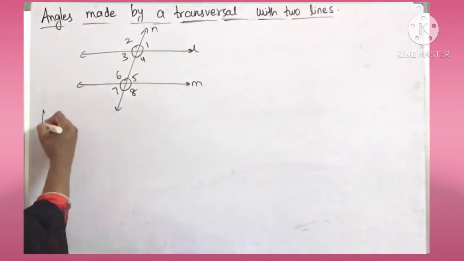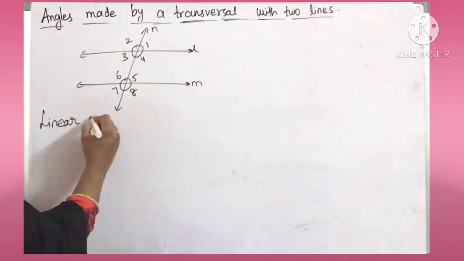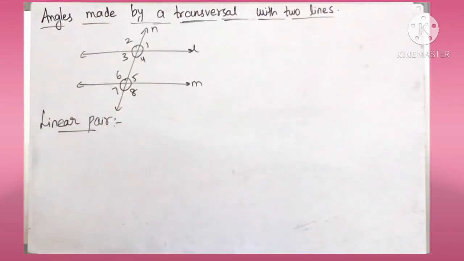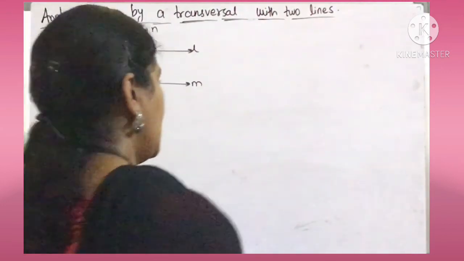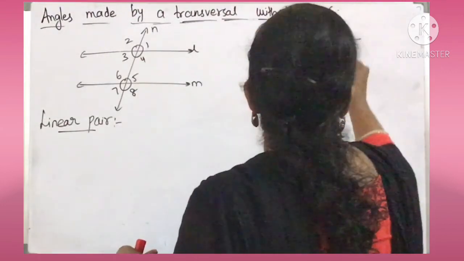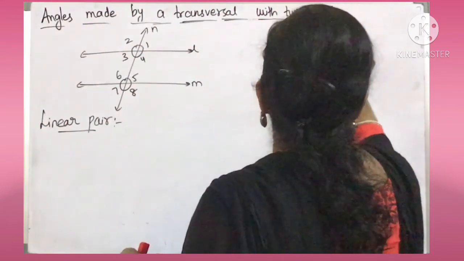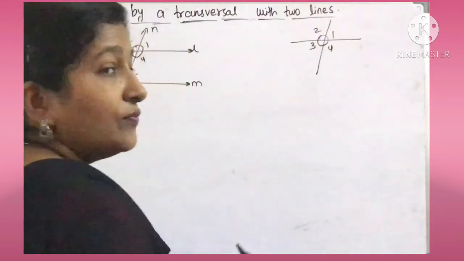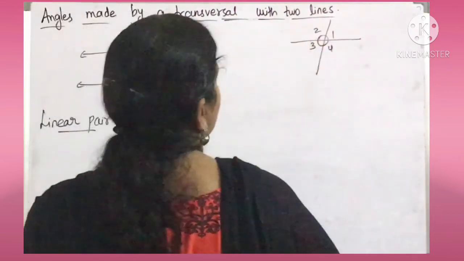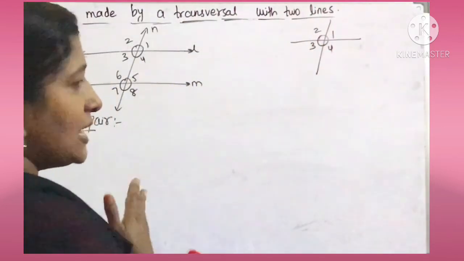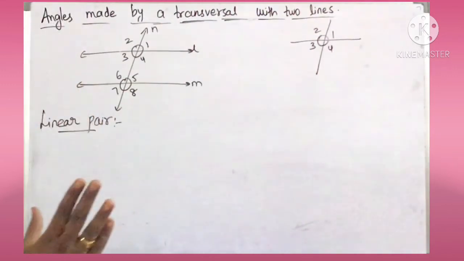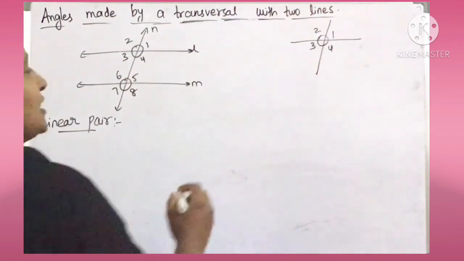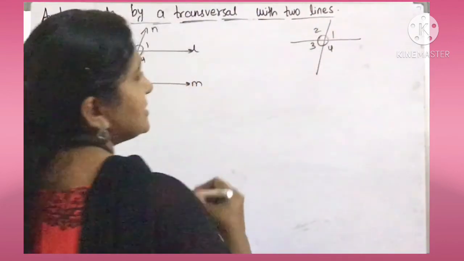Next one, linear pair we are going to write. So what is a linear pair, children? A linear pair is nothing but two adjacent angles whose sum is supplementary. Here, when two lines intersect, four angles will be formed, right? And 1 and 2 are adjacent, 2 and 3 are adjacent, 3 and 4 are adjacent, 4 and 1 are adjacent. So whenever two lines intersect, you will get 4 angles. From 4 angles, you are going to get 4 pairs of adjacent angles. Now a linear pair is nothing but the sum of adjacent angles is 180.